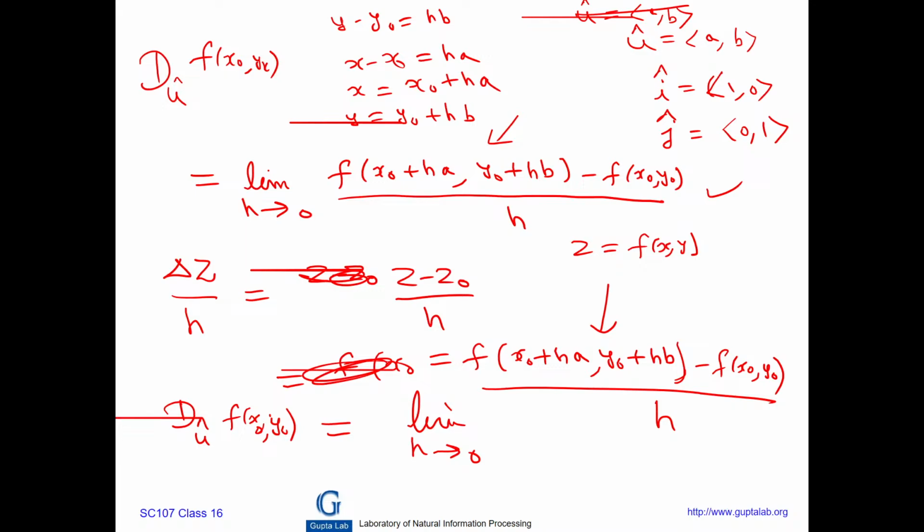Okay, so this is the formula that we got. How we got this formula, right? This is nothing but the rate of change of the two variable function in the direction of a unit vector u.